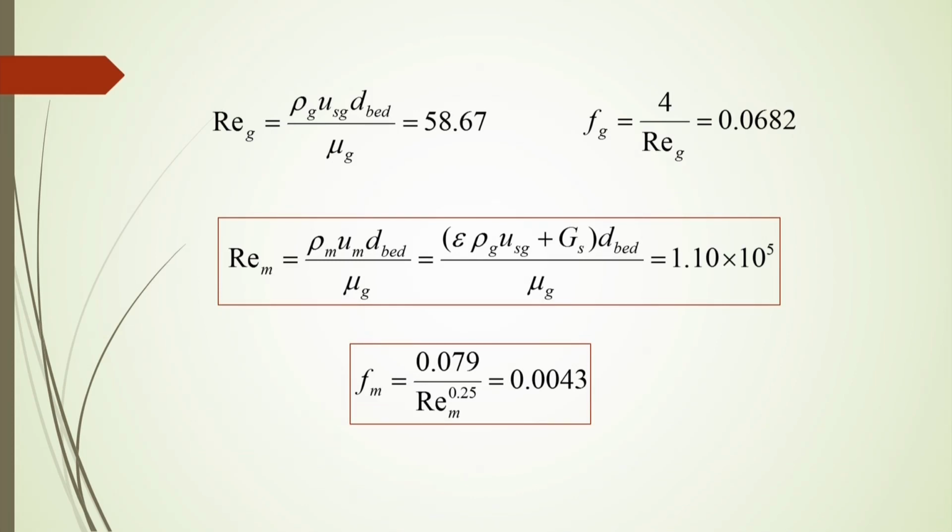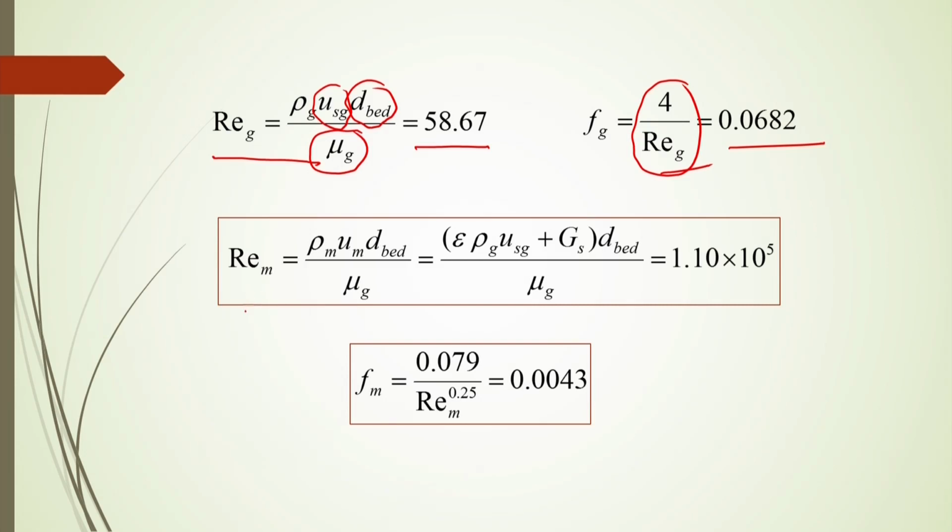Then what should be the Reynolds number for gas? Here it will be rho g, based on the superficial gas velocity inside the bed and the bed diameter instead of particle diameter, and the viscosity of the gas. It is coming 58.67, of course, it is laminar flow. Then you have to calculate Fg as 4 by Reg, which is equal to 0.0682.